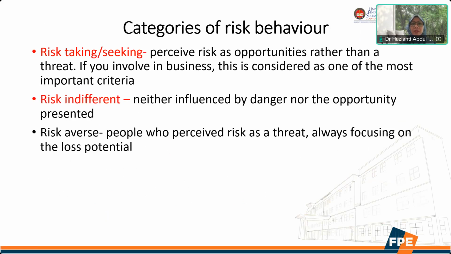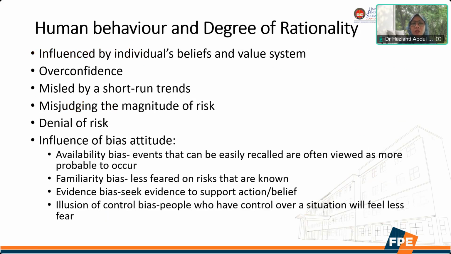For example, if we go back to the non-financial value risk just now, the selection of restaurant or the selection of menu. Some people, when they go to the same restaurant, will always order the same menu. Why? They are afraid and don't want to take the risk that if they choose another menu, it might not be as good as the one they are familiar with, right? So those are risk behavior or risk tolerance.